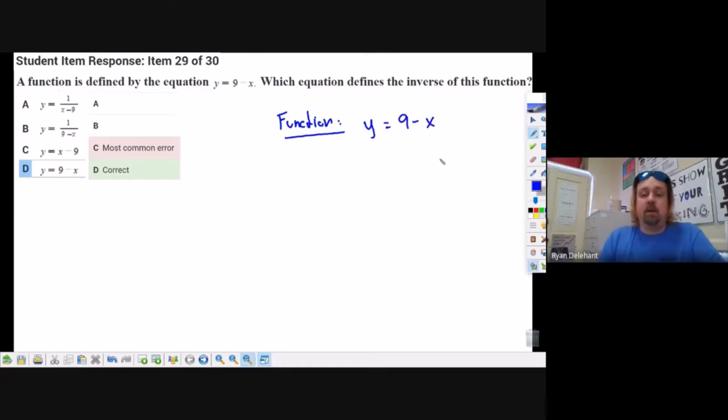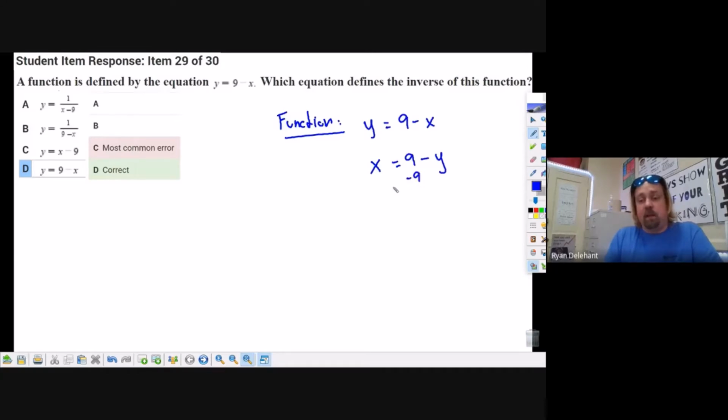Now remember, what an inverse function wants us to do is it wants a function that does the opposite of what this one does. It takes all the outputs and gives us the inputs back from the function. Now the way that we learn to solve this is we would switch the x and the y around. So this y turns into an x, and this x turns into a y, and then we solve this for y again, and that will find the inverse function for us.